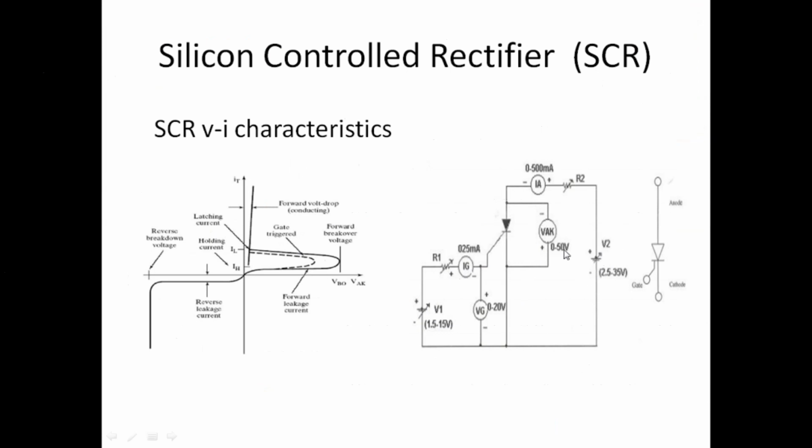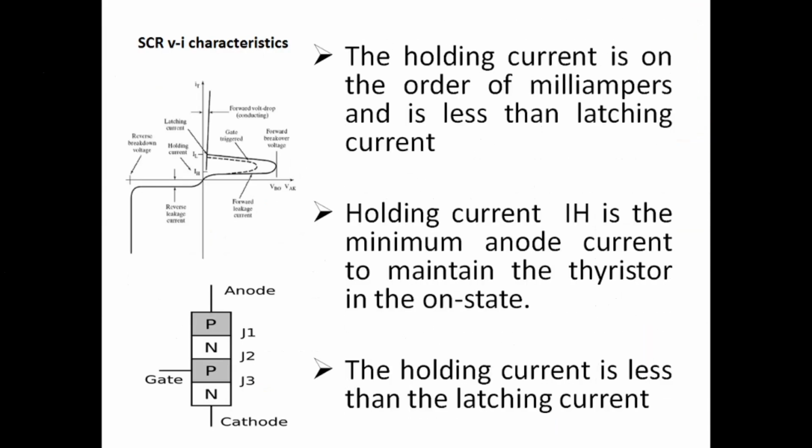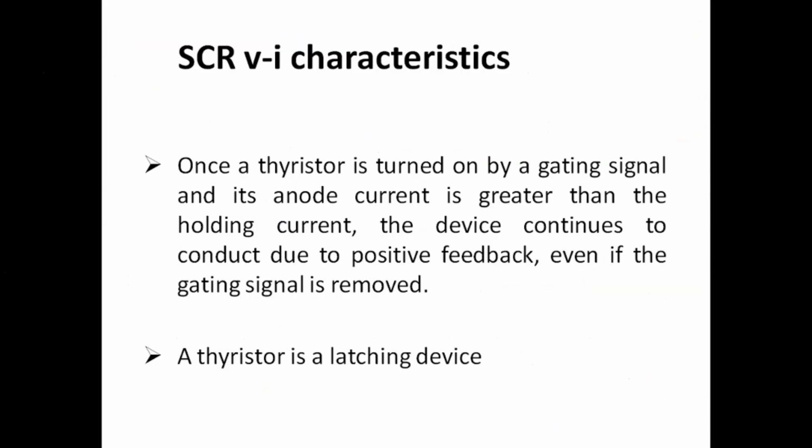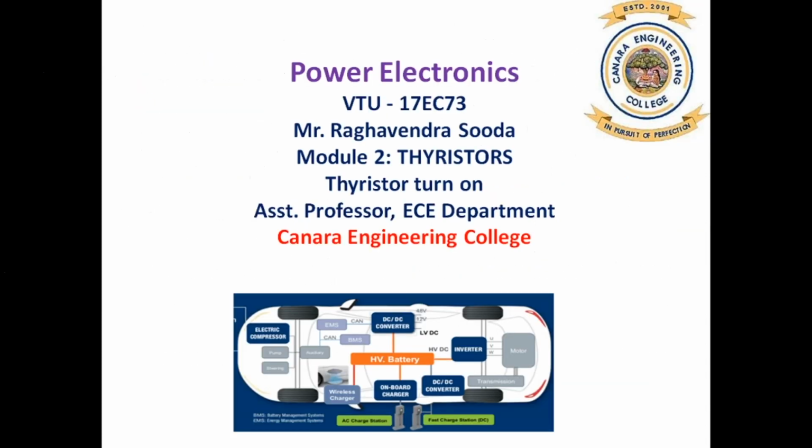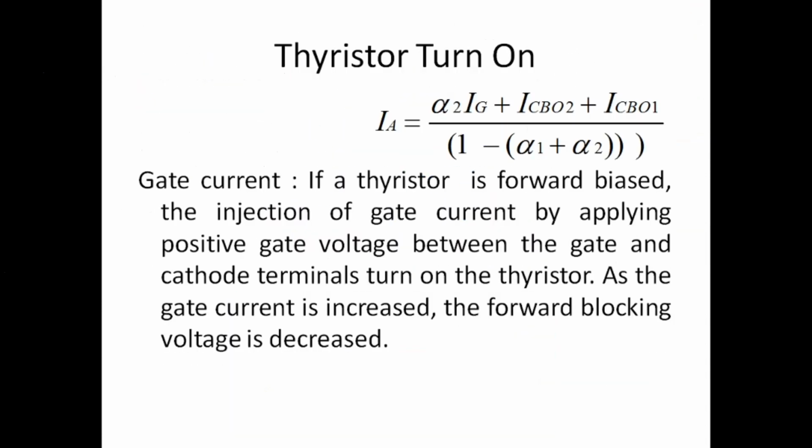Whenever anode is more positive than cathode, we say forward bias. In that circumstance, if you supply a gate current, the SCR will turn on. This is one method, and it is the widely used method.